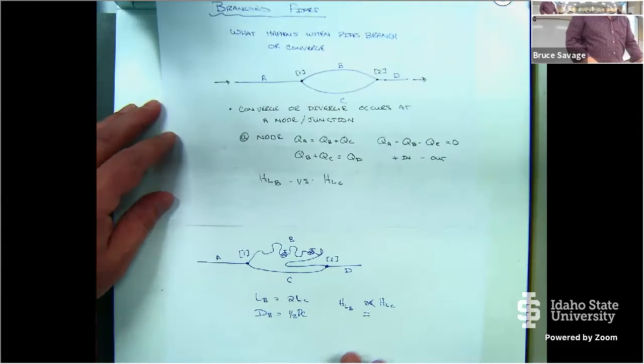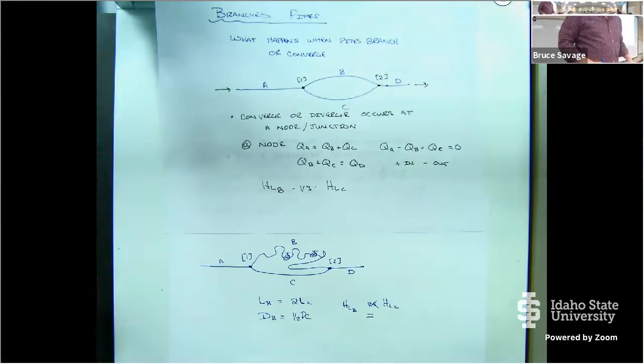We've got 2 equations so far. We've got the continuity equation and we've got the energy equation. We're going to write the energy equation around pipe B. We're going to write the energy equation around pipe C. We know the head loss of those two has to be equal.